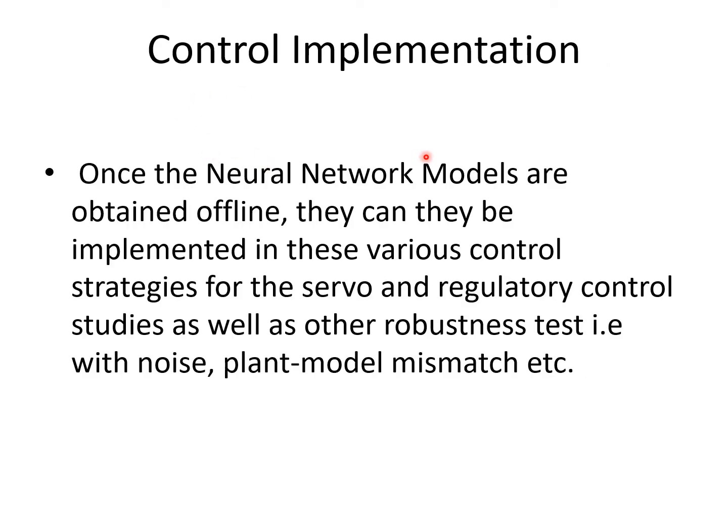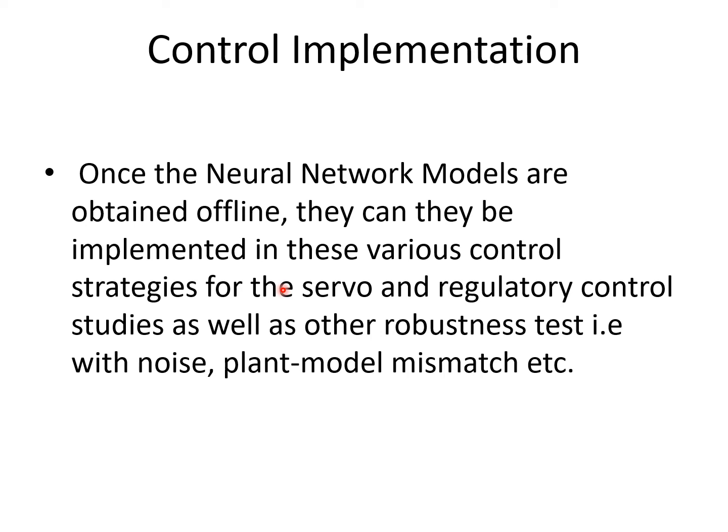Once the neural network models are obtained offline, they can then be implemented in these various control strategies for the servo, the set point change, and the regulatory control for disturbance changes, as well as for other robustness tests. Make it more robust when you implement noise. Okay, you implement plant model mismatch. It's always good to have all this as a typical strategy that you need to use to test any controller.